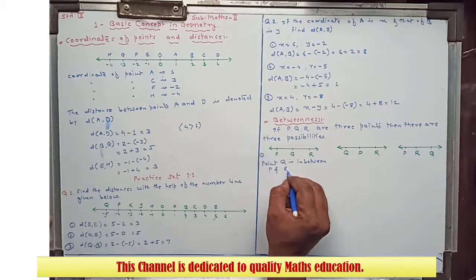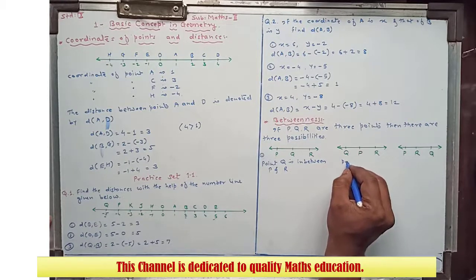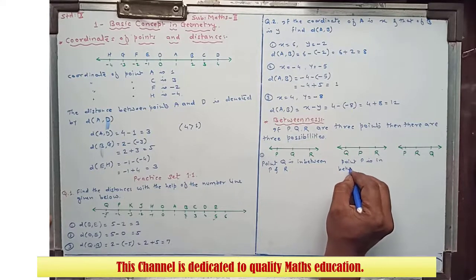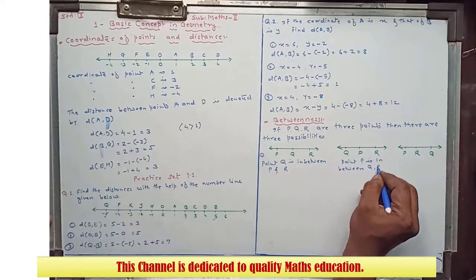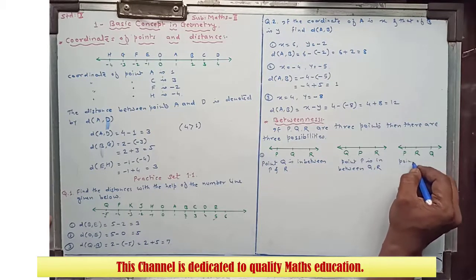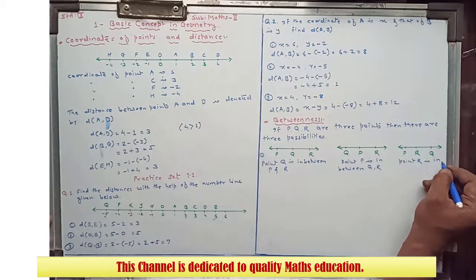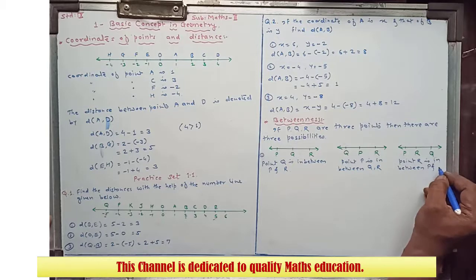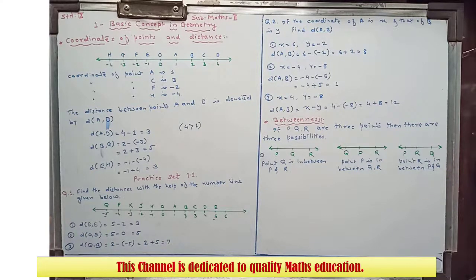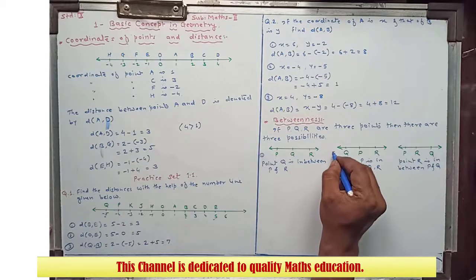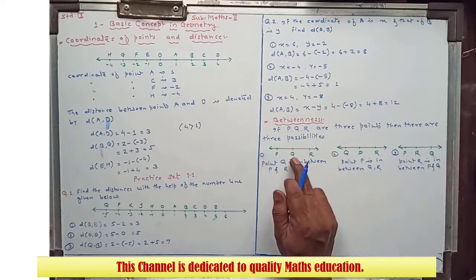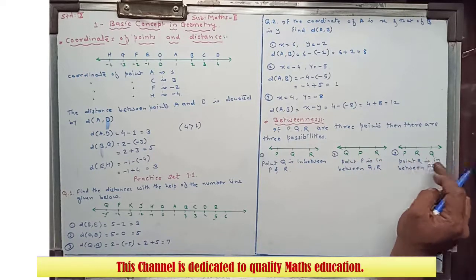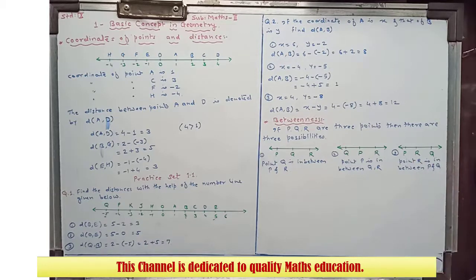P and R. In the next case, point P is in between Q and R. And here point R is in between P and Q. Now these are the 3 possibilities: either Q is in between P and R, P is between Q and R, or R is between P and Q, if we consider 3 points.